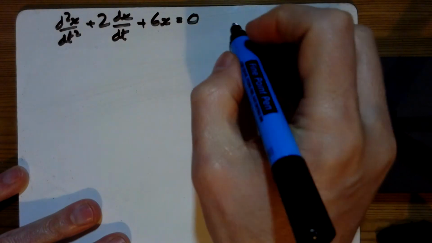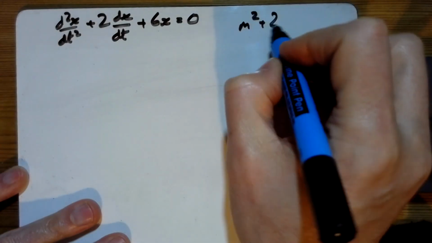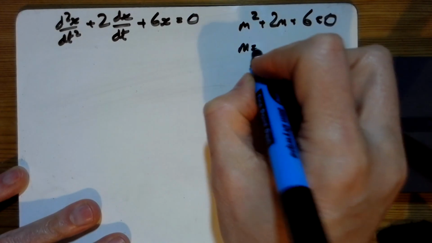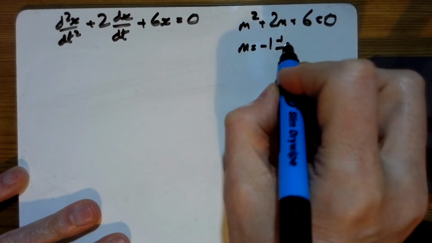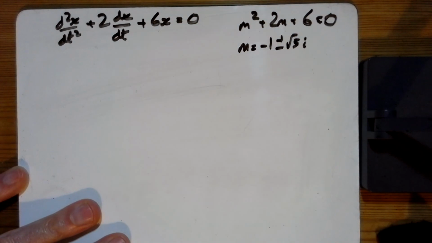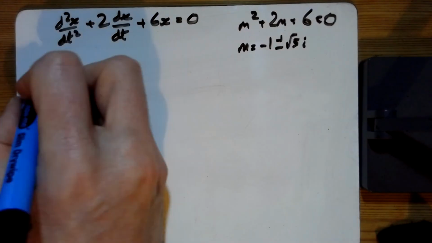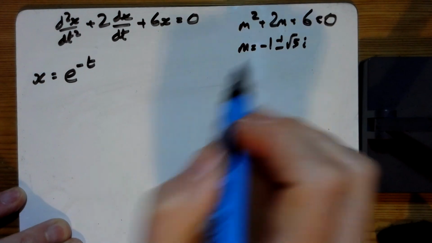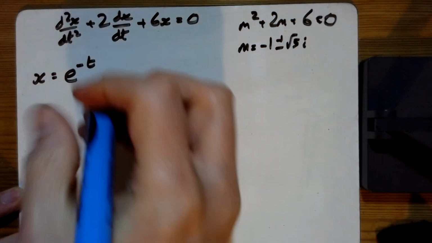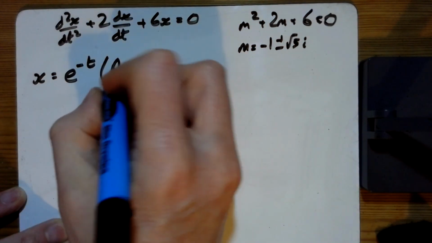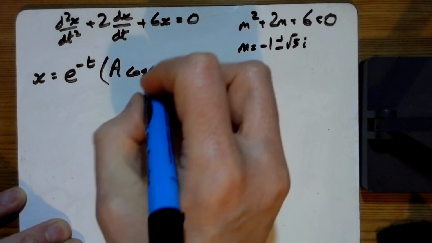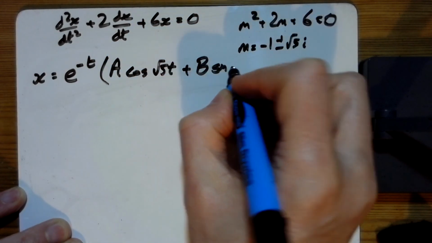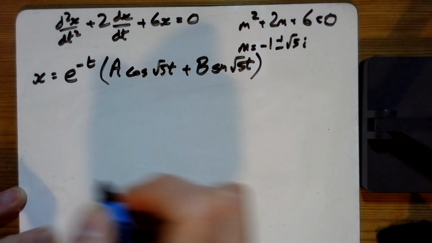Question 3, here's our differential equation, and our auxiliary equation has solutions, what's that? -1 plus or minus root 5i. I've just got that off the calculator there. So x is equal to e to the minus t from that bit there. Careful with my t, that's why I've already rubbed out one wrong one. A cos root 5t plus b sine root 5t.